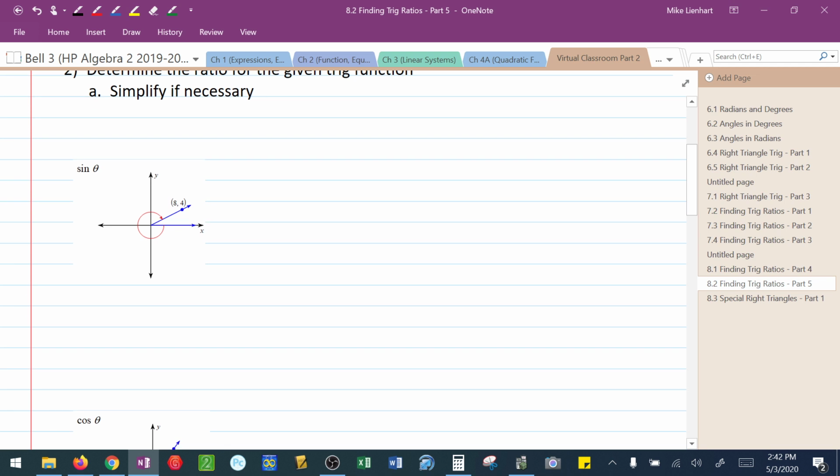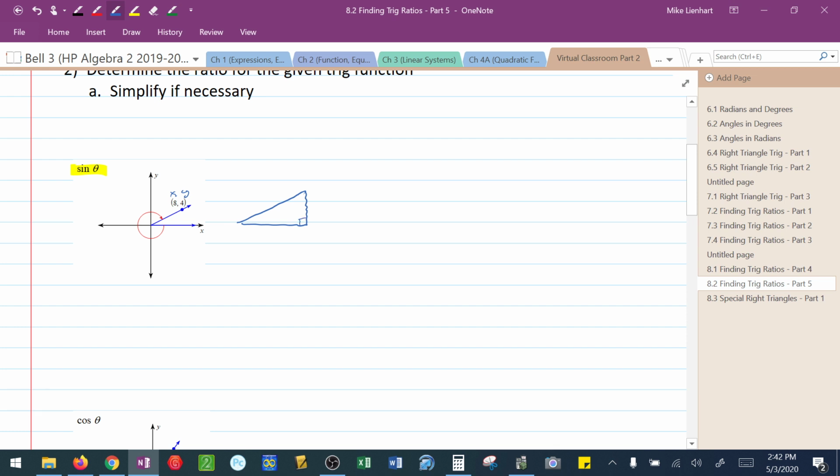Alright, so let's look at this first one here. They want me to find the sine of this angle. But the problem is, I don't know this angle measurement. So what I want to do is sketch this triangle right here. And I know that there is this point 8, 4. Well, if we think about it, the points are always written in x and y form.